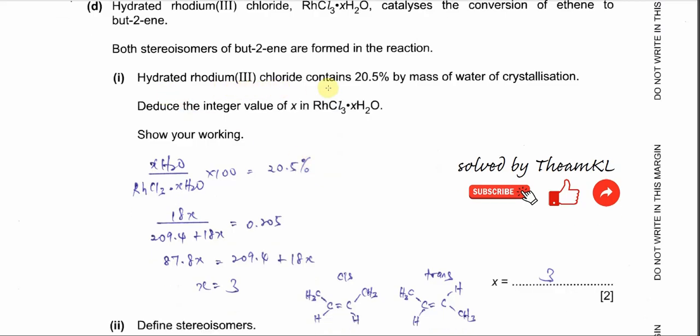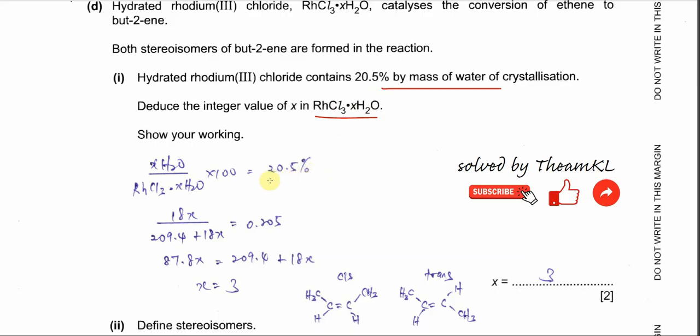Hydrated rhodium(III) chloride contains 20.5% by mass of water of crystallization. Deduce the integer value of the X in this salt. So very easy, because it's asking for the water of crystallization. So what is this number?